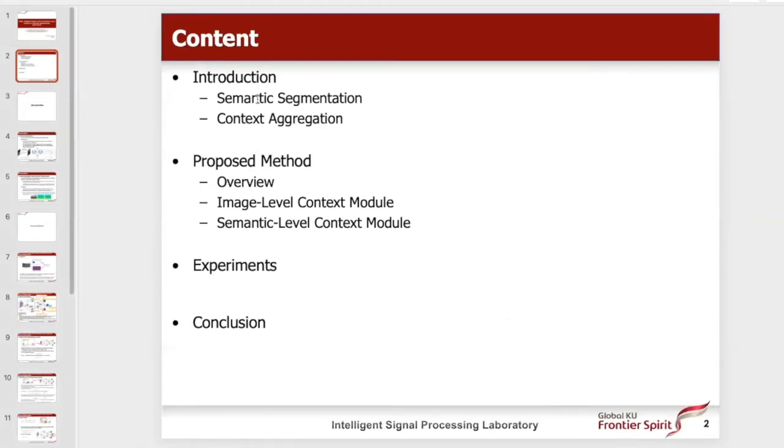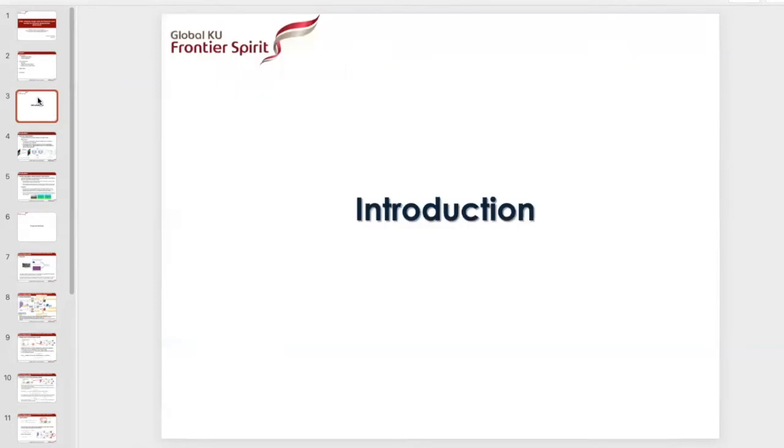And I will introduce this paper from the following contents. First, I will show you some background information about the semantic segmentation and the context aggregation. Next, I will introduce the proposed method, from the overview, the image level context module and the semantic level context module. Next, I will show you some experiment results. Finally, we will land on the conclusion.